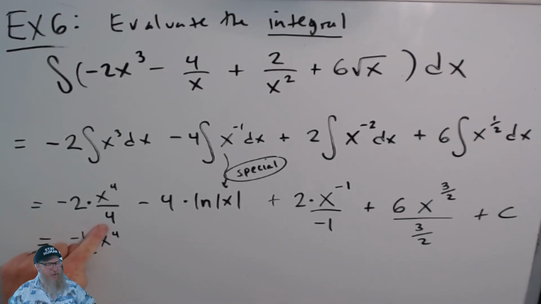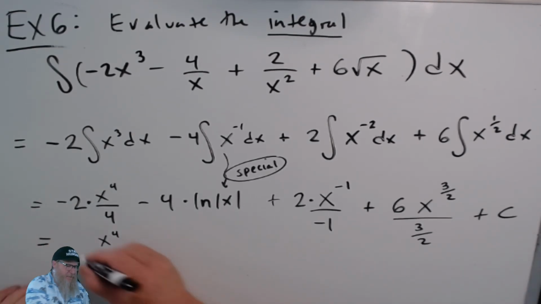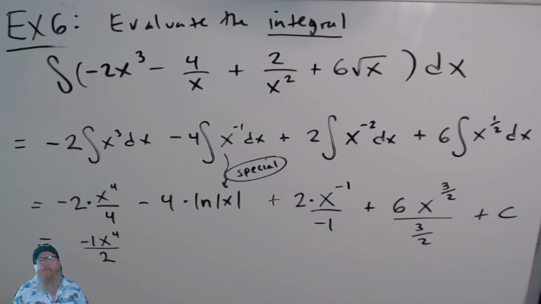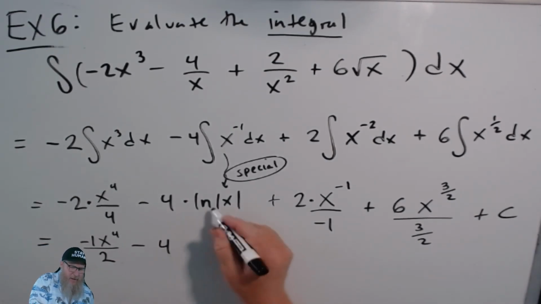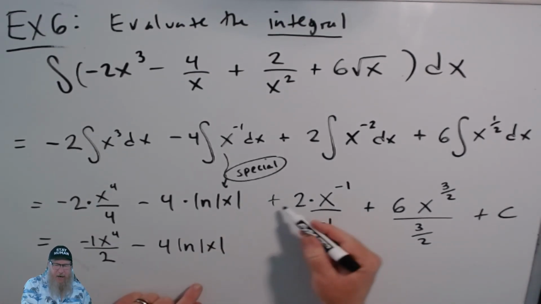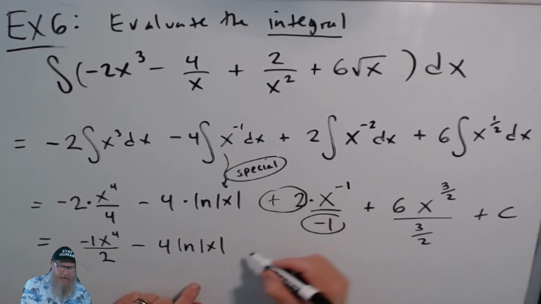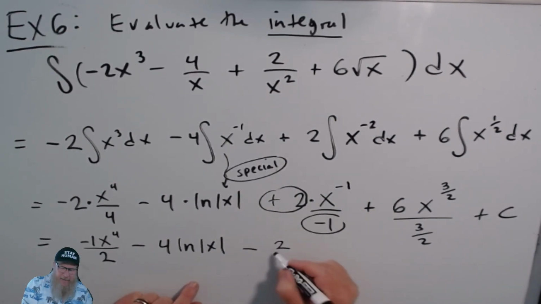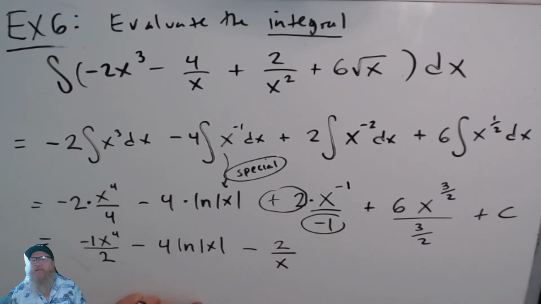Be careful. I have seen people go negative 2 and 4. They'll divide them and they'll accidentally put negative 2 here. It's negative 1/2. Or you can write it this way, negative 1 and then over 2. That's the same thing. This one, you just 4 ln absolute. I'm just removing the dot. Here, we've got a positive 2 and a negative 1. So it's going to be a negative 2. And then I'm going to send this down to the bottom over x.